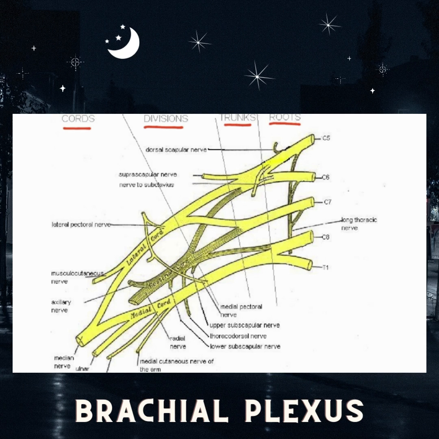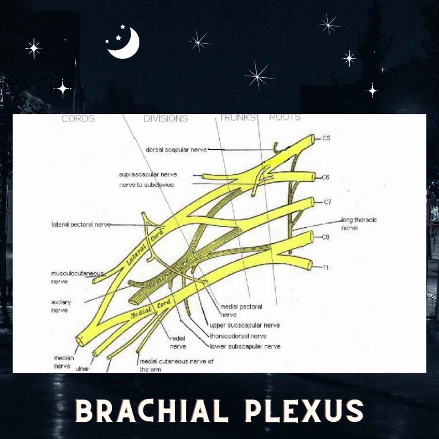The brachial plexus is composed of the nerve roots C5, C6, C7, C8, and T1. The nerves from C5 and C6 fuse to form the upper trunk. The nerve from C7 forms the middle trunk, and the nerves from C8 and T1 fuse to form the lower trunk. The anterior division of the upper and middle trunks form the lateral cord, and the anterior division of the lower trunk forms the medial cord. The posterior division of the upper, middle, and lower trunk form the posterior cord.